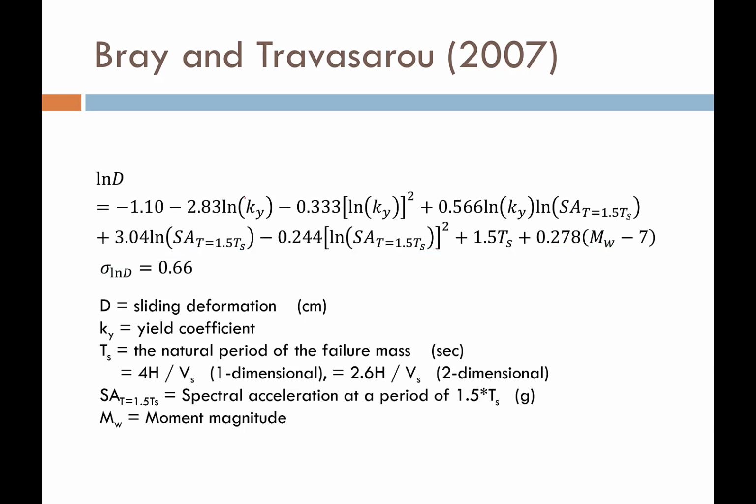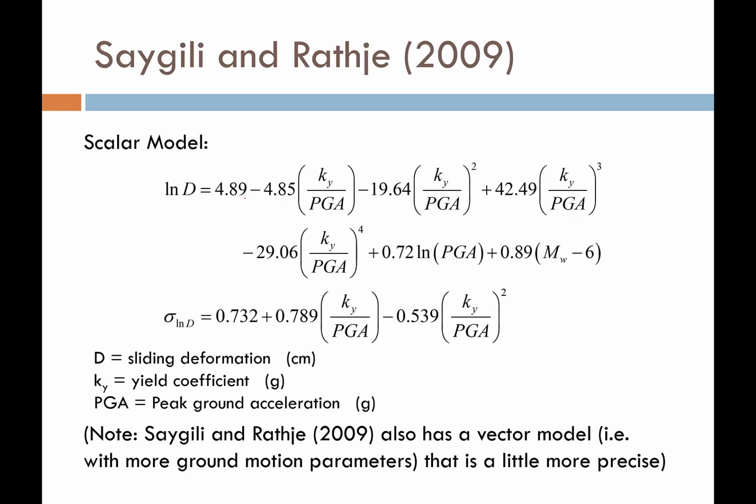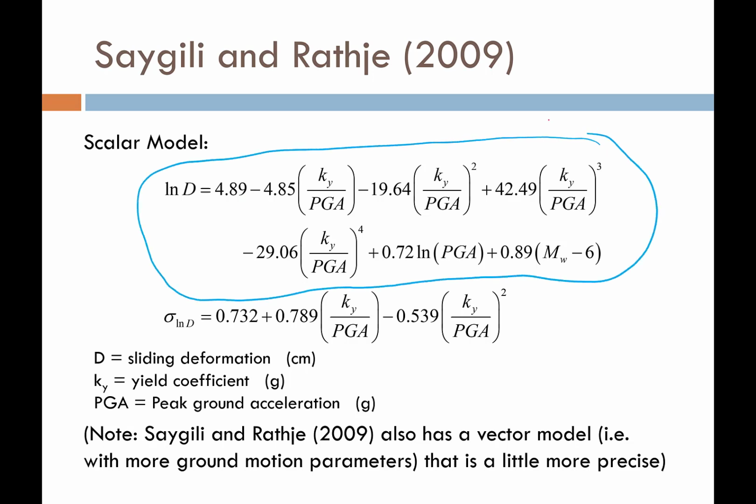Okay, that's Bray and Travasarou's model. For Saygili and Rathje, here's their scalar model right here. And this is just a function of the yield coefficient and the PGA. So remember, PGA is the spectral acceleration at 0 seconds or very, very close to 0, maybe 0.01 second, we get from the response spectrum. So here's their relationship, and everything you see is based on this ratio of yield coefficient to PGA.